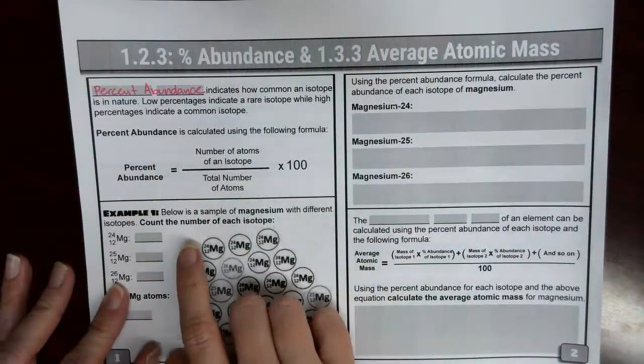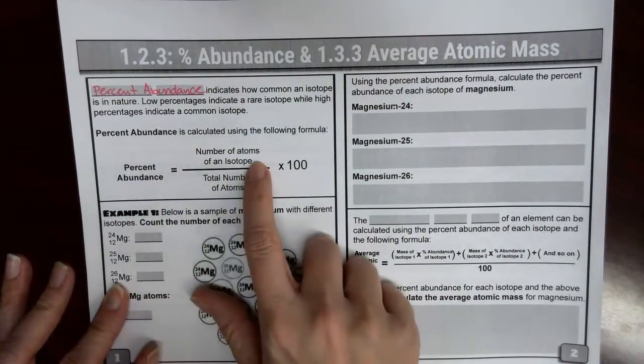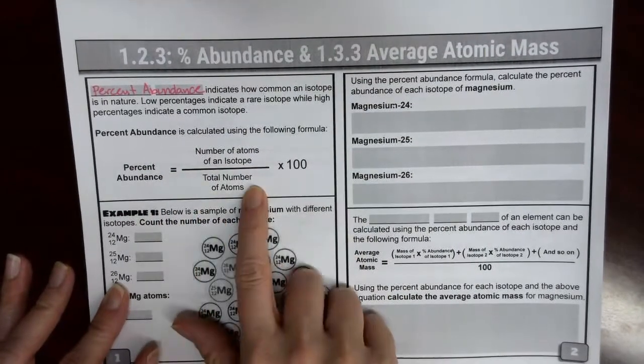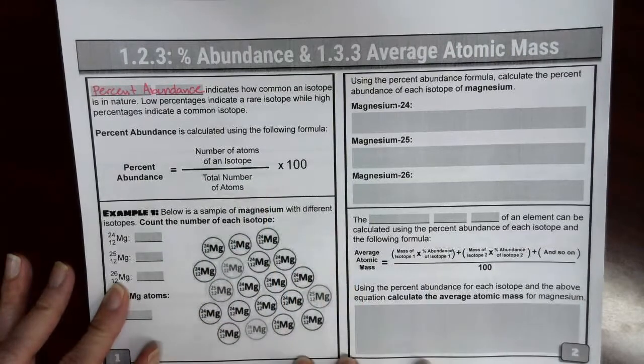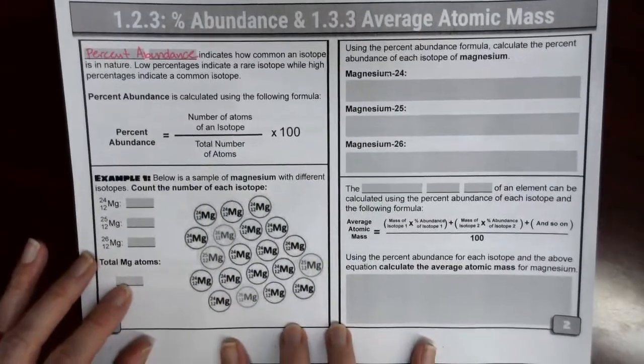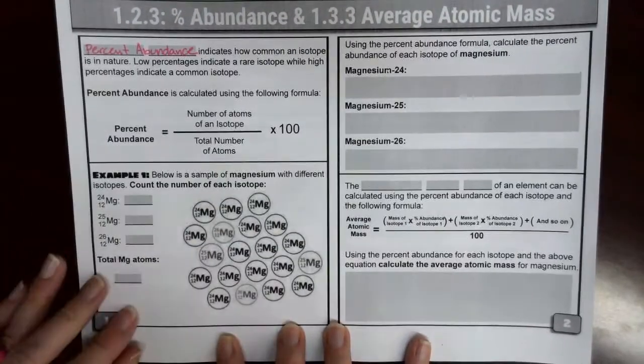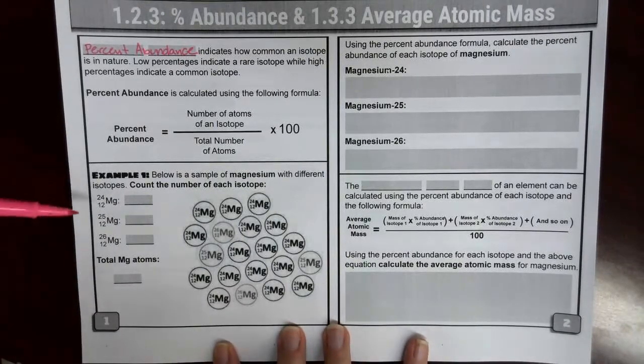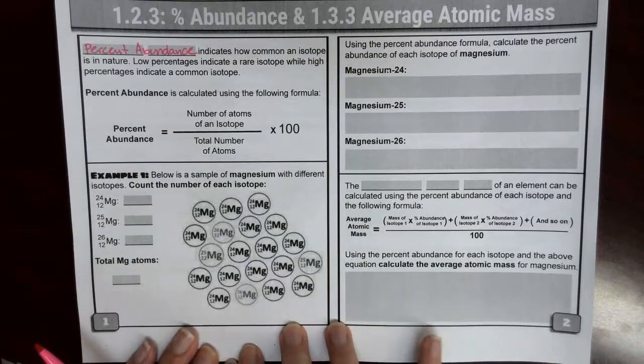The equation that you're going to use is the number of atoms of a given isotope divided by the total number of atoms in the sample. So we're going to look here at some magnesium atoms, and we're going to see that we have magnesium that has a mass of 24, 25, and 26. So we're simply just going to count these up.